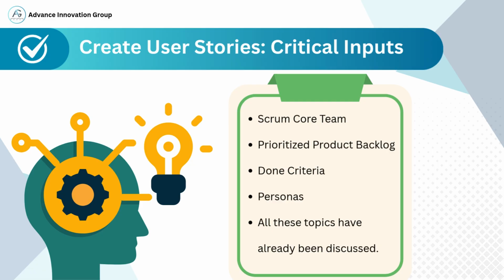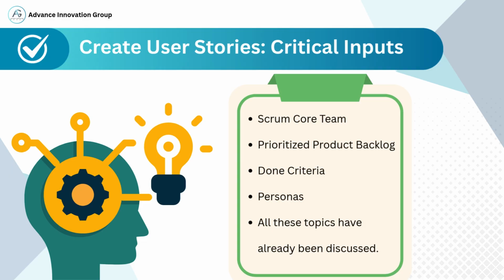Scrum Core Team. This team collaborates to define and create the user stories based on their understanding of customer needs and technical feasibility. Prioritized Product Backlog. This backlog serves as the base reference. It contains all the requirements already prioritized by business value.